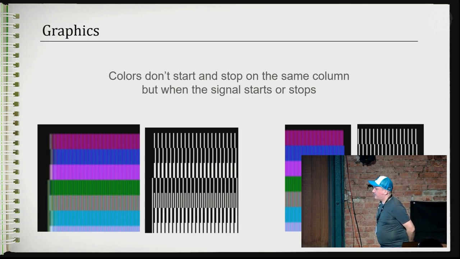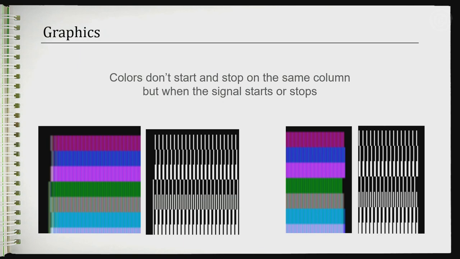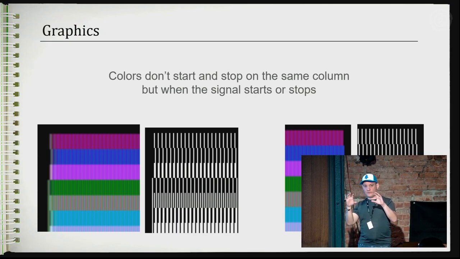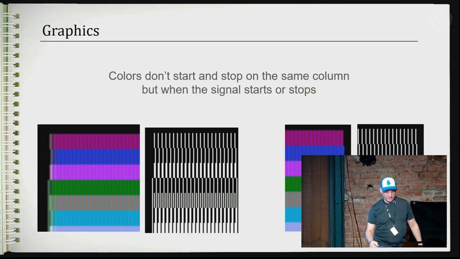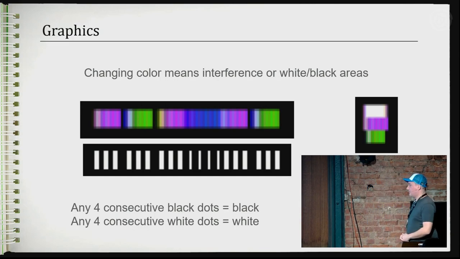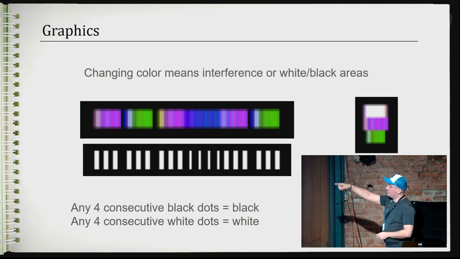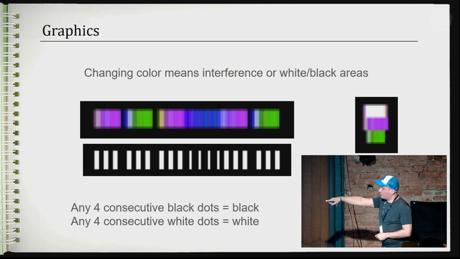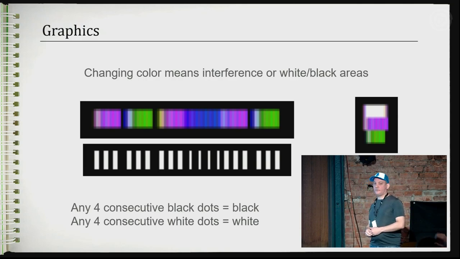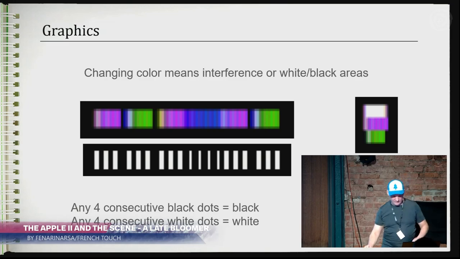So this is an example of what I said when I said it's like assembly for graphists. You generate a signal here, and you can see that the color doesn't start and stop exactly at the pixel boundary. It starts and stops when the signal starts and stops. So sometimes you can change colors and your sprite is going to wobble or shift a bit. You can see that in games. For example, you have one logo that changes color and the logo just shifts a bit when it changes color. This is the kind of issue you're going to run into. When you change color, you get interferences, you get different widths, and if you have four consecutive black dots, you get black, and if you have four consecutive white dots, you get white. So that's all a mess, to be honest.